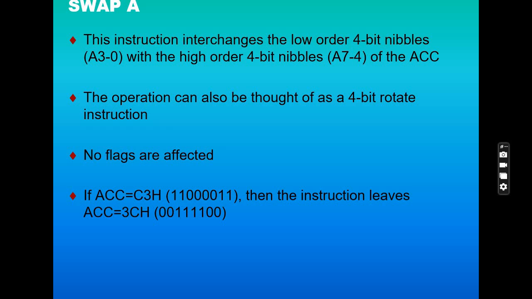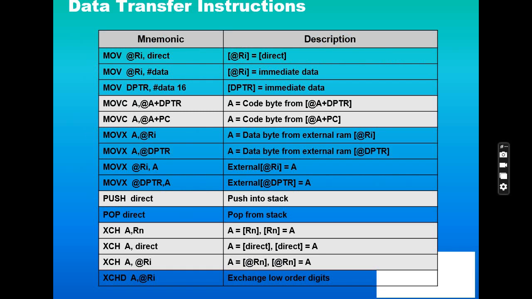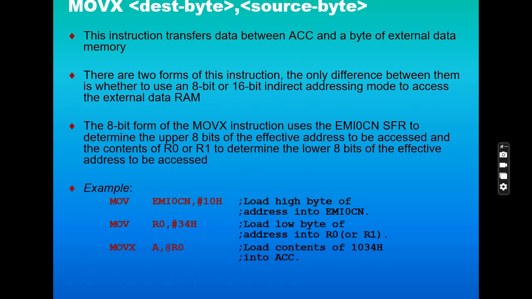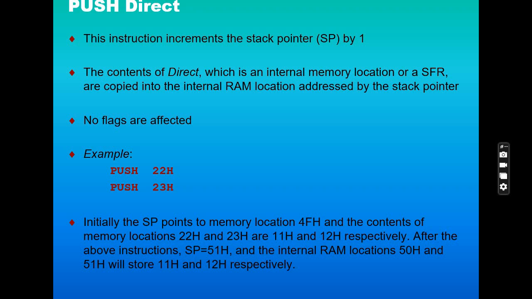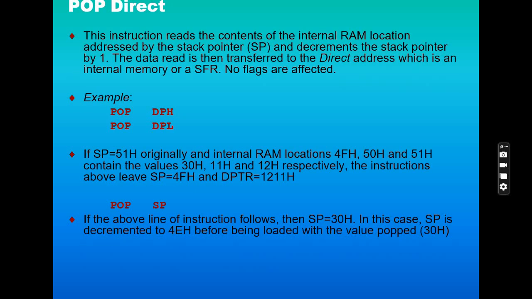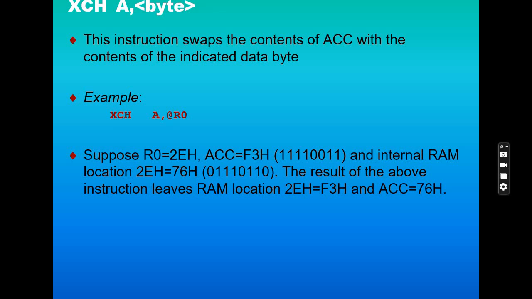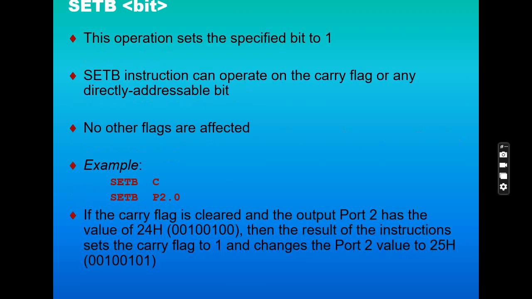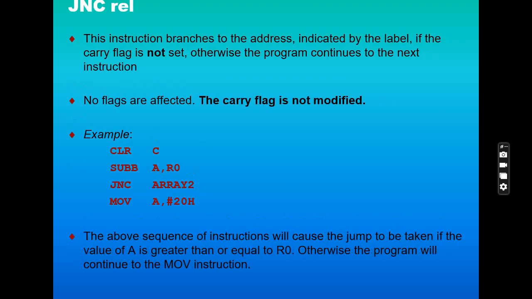Then we have a swap instruction. Swap between the lower nibble and the higher nibble. If it is C3, it will become 3C. Followed by that we have specific instructions called push and pop. Push and pop instructions are stack operations. Push is meant for storing data into the stack, and pop is used to retrieve the content from the stack. Exchange is between the source and the corresponding byte of information, which we have already come across.